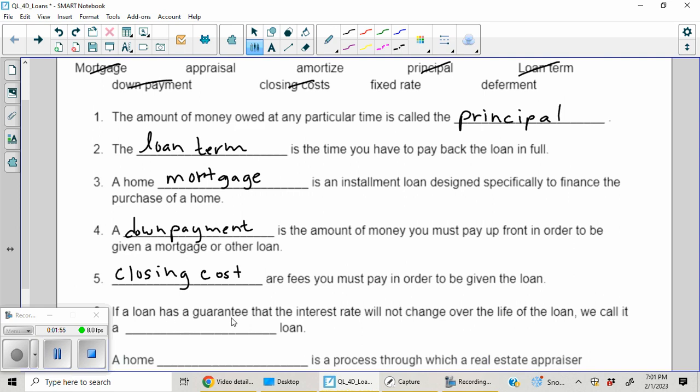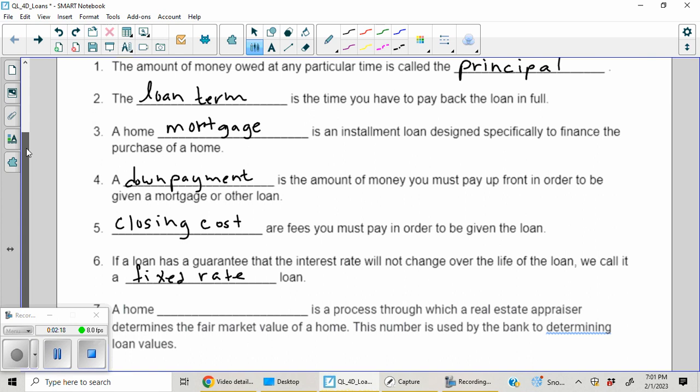If a loan has a guarantee that the interest rate will not change over the life of the loan, we call it a fixed rate loan. These oftentimes have higher interest rates than the variable rate loans, but they're safer because you know that you're never going to have a higher interest rate.